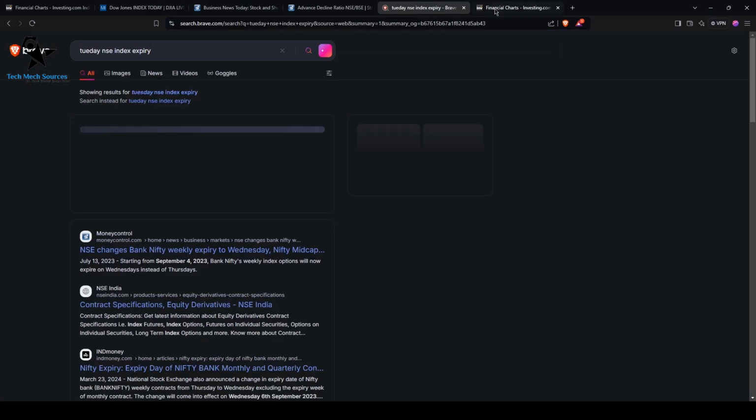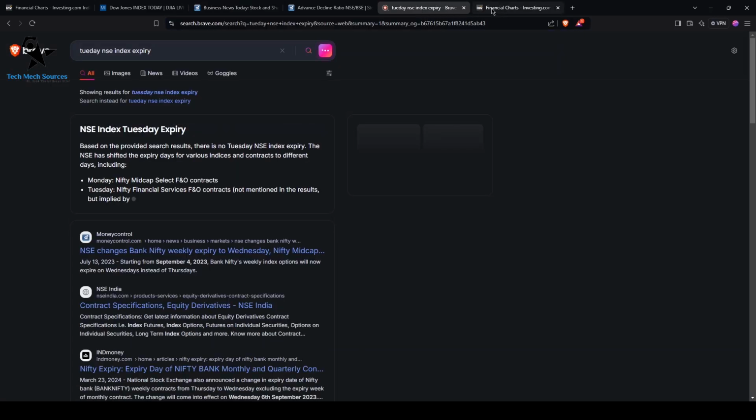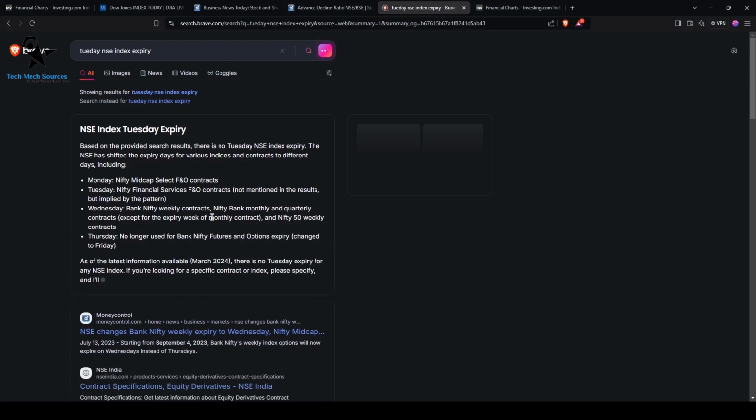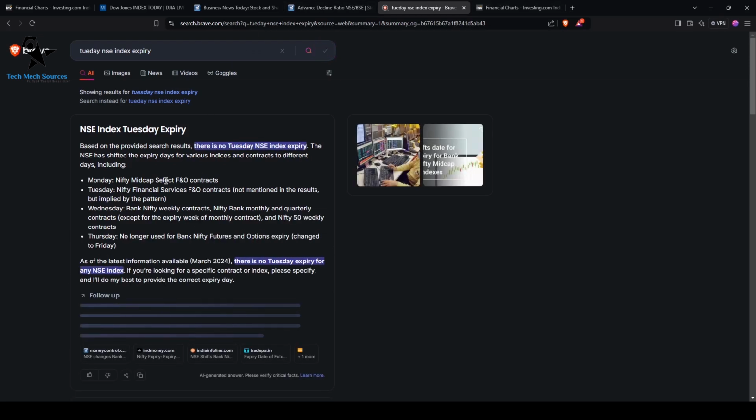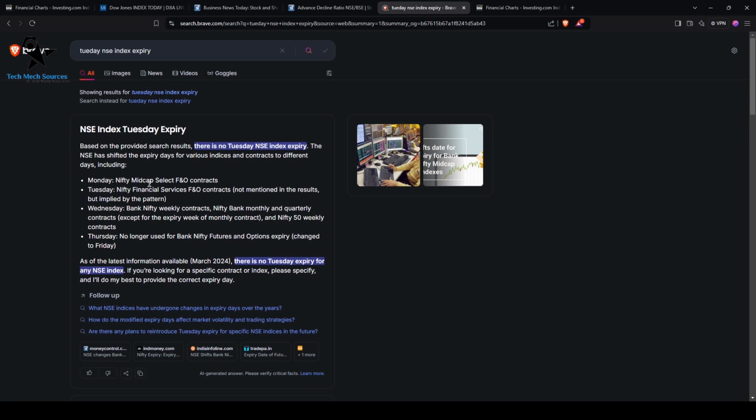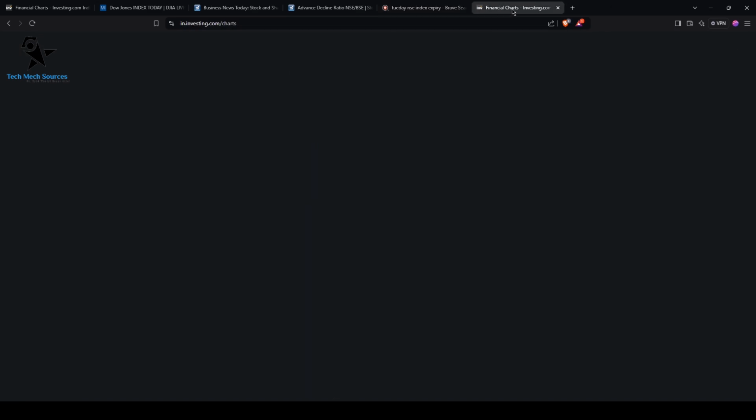Now, what about the expiry? If you see the expiry, as I discussed before also, Monday is Nifty Midcap Select expiry, which is Nifty Midcap Select FNO contracts. Tuesday is Nifty Financial Services, which is tomorrow's expiry. Wednesday is Bank Nifty. Thursday, we have Nifty, right? And then again, Friday, we have Sensex expiry. So these are the NSE expiries which I'm showing you on the chart.